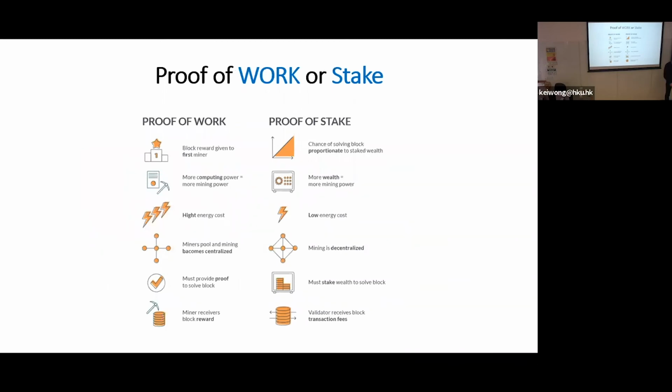Now, this has led to an interesting dilemma. A lot of people started complaining that the blockchain is not energy efficient.